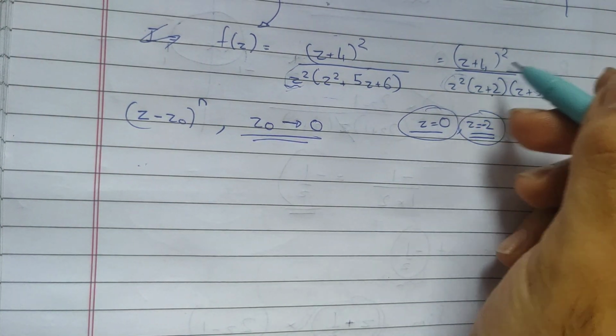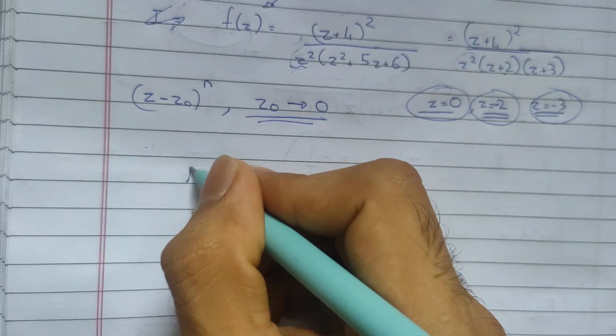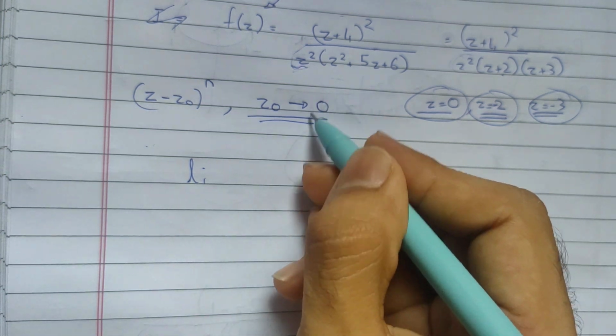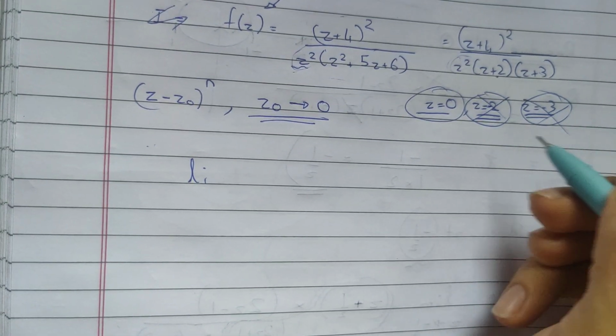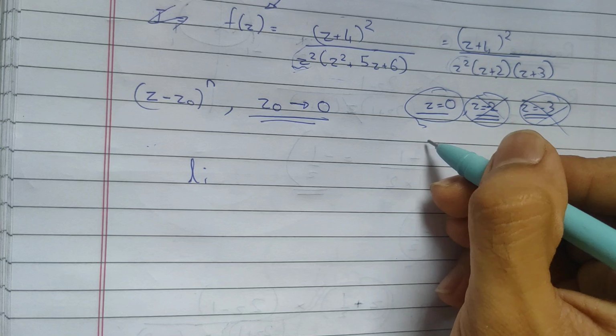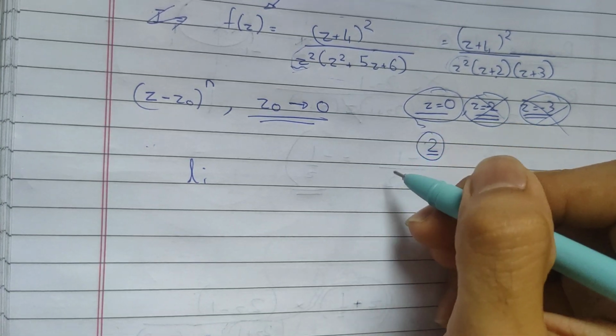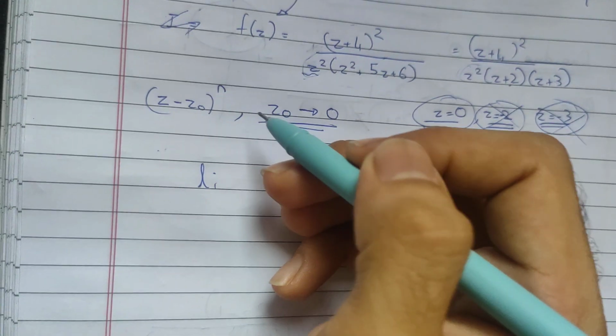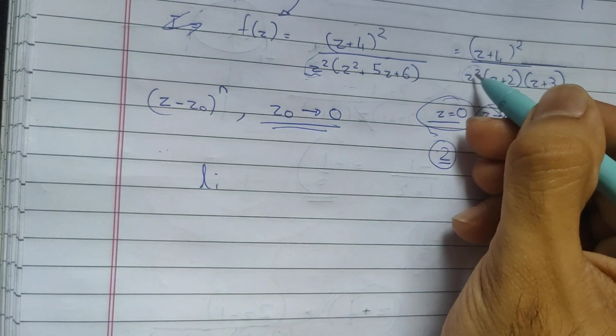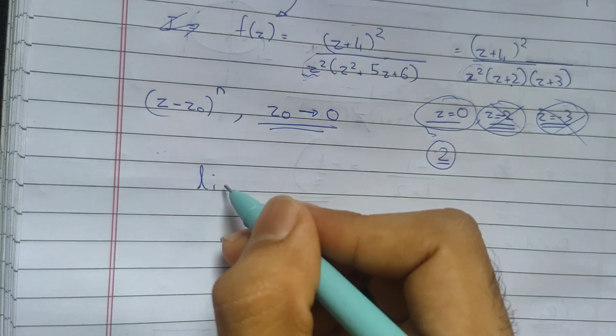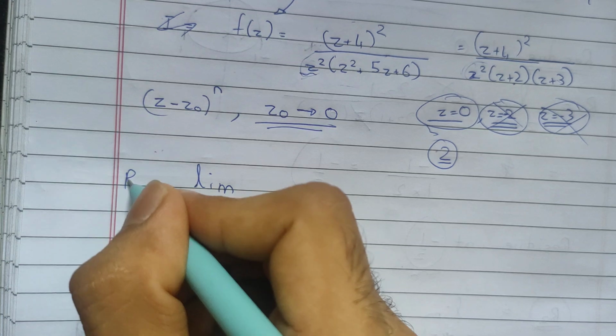So in this case, this is our function, and our pole is this one. These two are not our poles, only this one. And this is a pole of order 2, because its power is 2, z squared. That's the only reason. So now we go for finding the residue at z equal to 0.